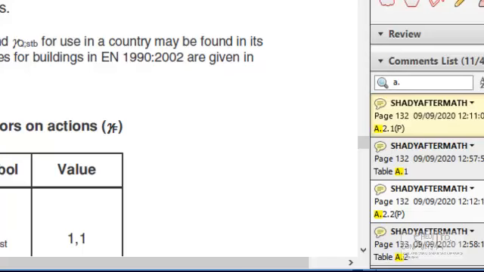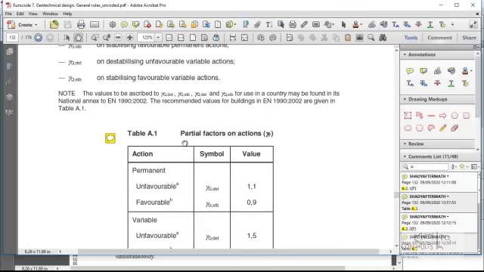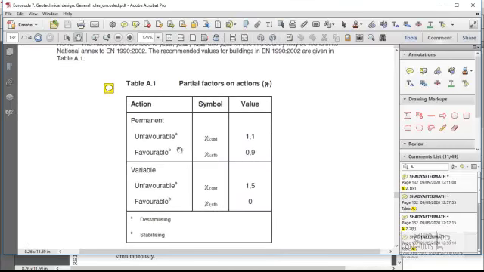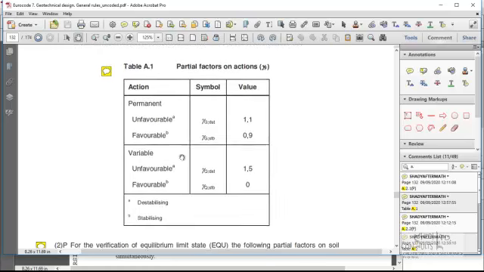For dead and live loads that are destabilizing, you can see the partial factors of safety. For the unfavorable condition, A is destabilizing and B is stabilizing. The partial factor of safety for destabilizing forces, when checking stability against overturning, is 1.1. Mind you, this partial factor is for dead loads. The partial factor of safety for live loads that are destabilizing is 1.5. The partial factor for dead loads that are stabilizing is 0.9.